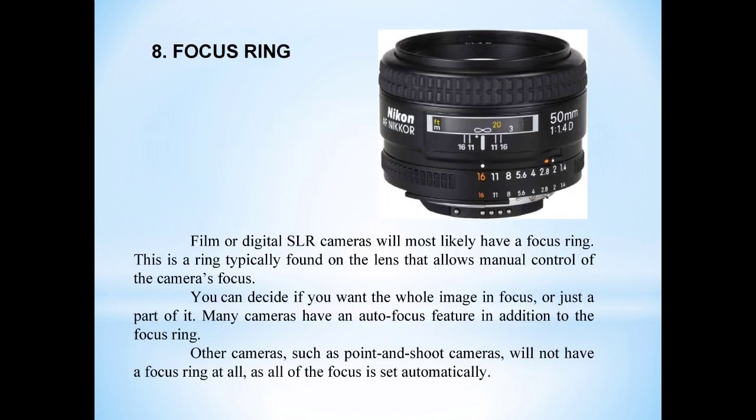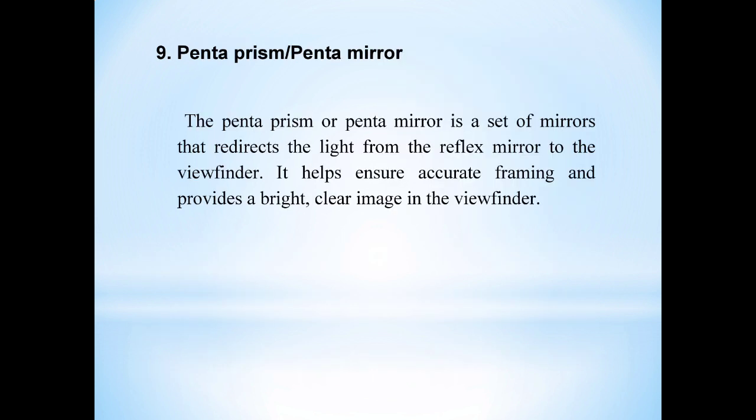Next is the focus ring. A film or digital SLR camera will mostly have a focus ring. This ring is typically found on the lens and allows manual control of the camera's focus. You can decide if you want the whole image to be in focus or just a part of the image. Many cameras will have an autofocus feature in addition to the focus ring. Other cameras such as point and shoot cameras will not have a focus ring at all, as all the focus is set automatically.